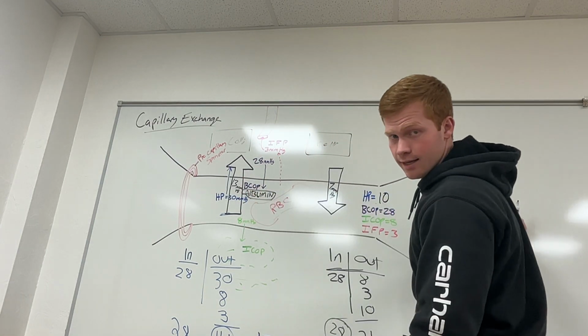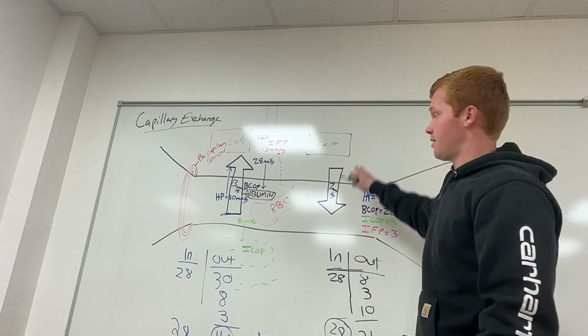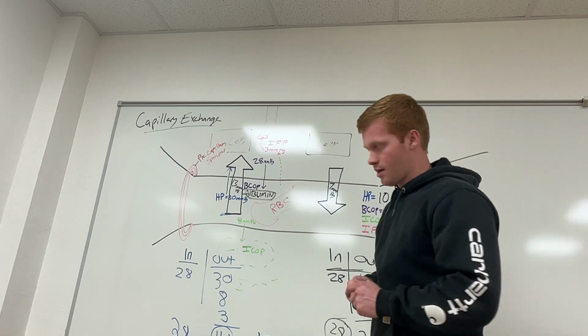The other one for hydrostatic is the blockage over here. The blockage can increase this, let less come in on this side, and build up fluid in the interstitial space.